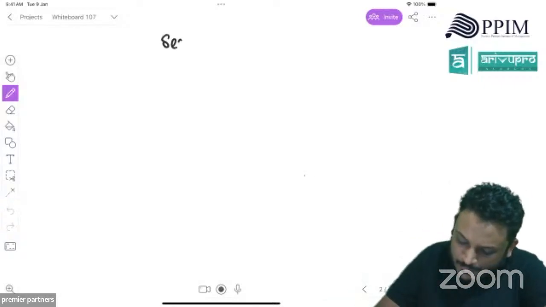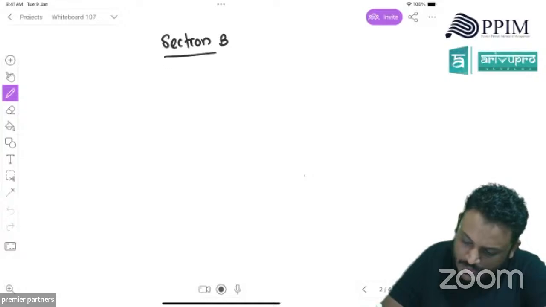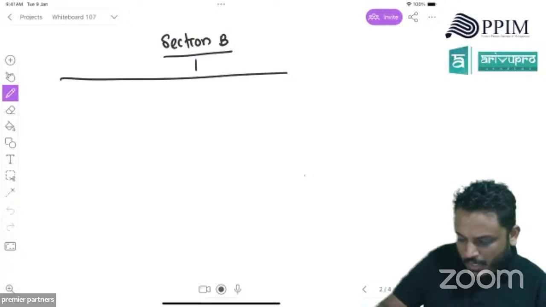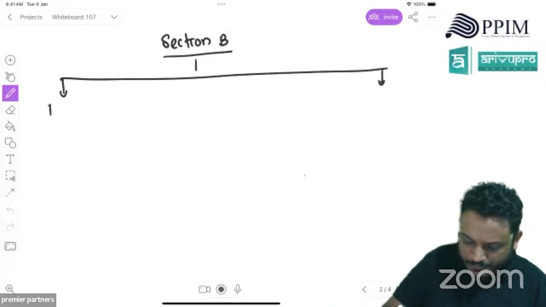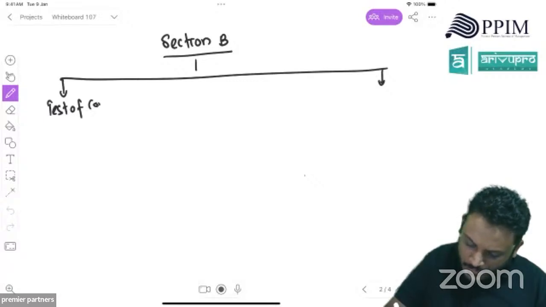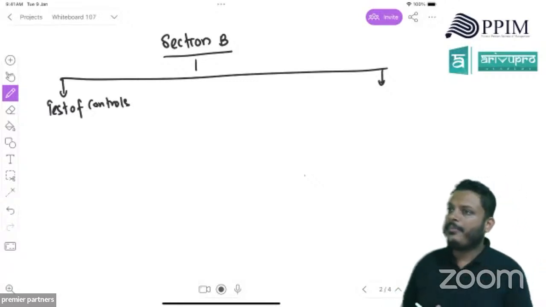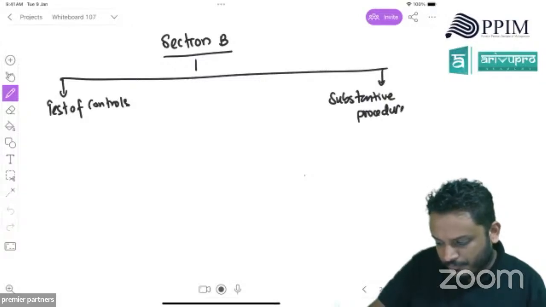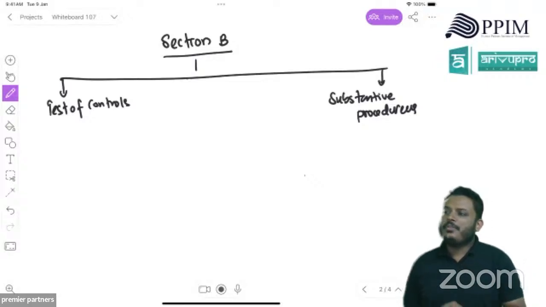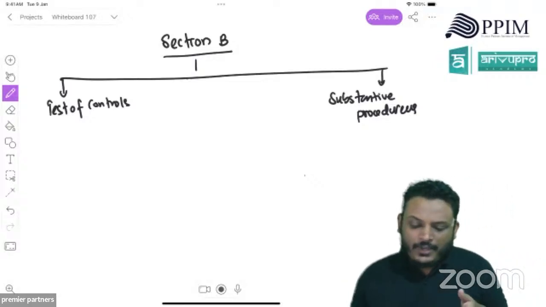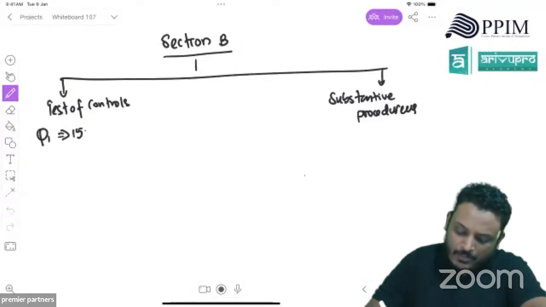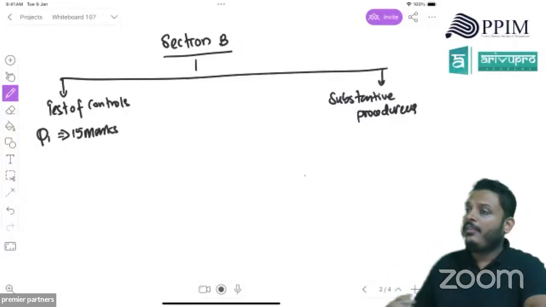So today, let's discuss section B, two more areas that we need to discuss. One is test of controls, and the other is substantive procedures. If I take test of controls, students, section B, question number 1, there's a high chance you will get a 15 marks question.